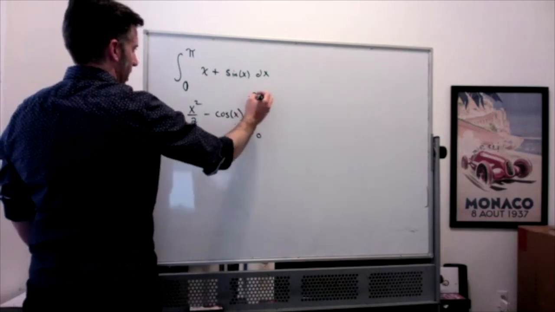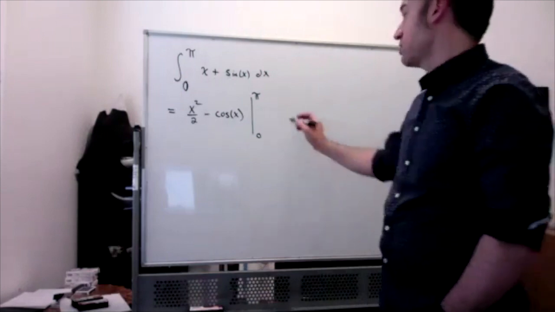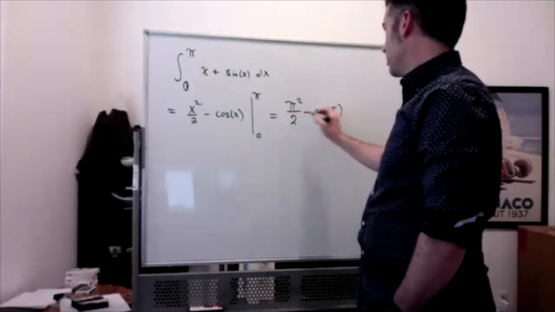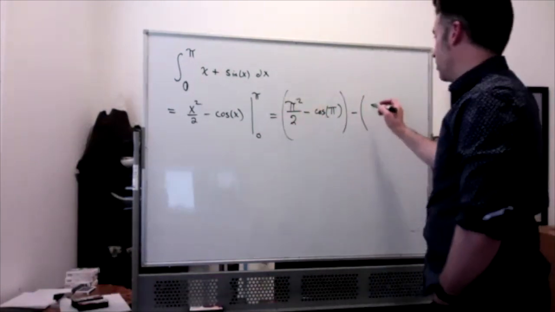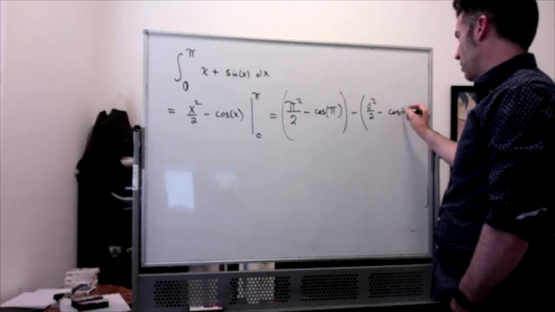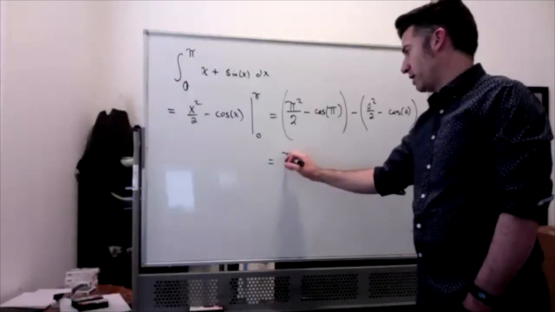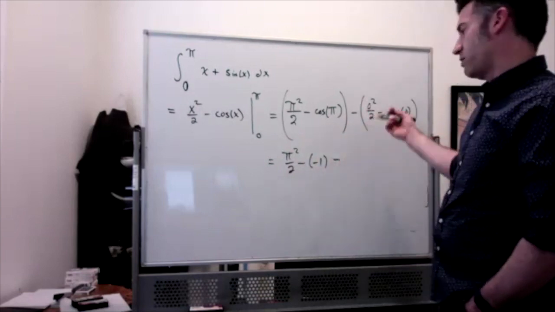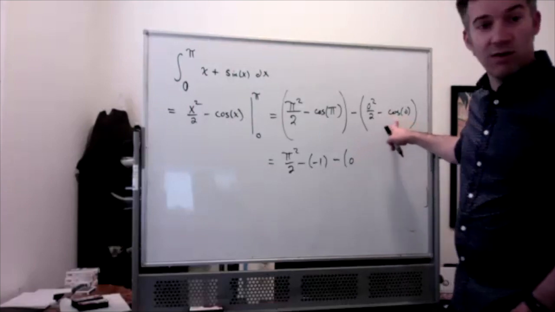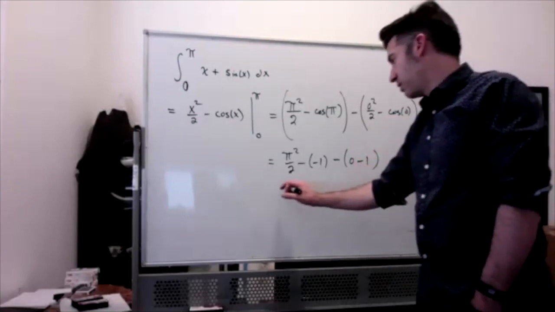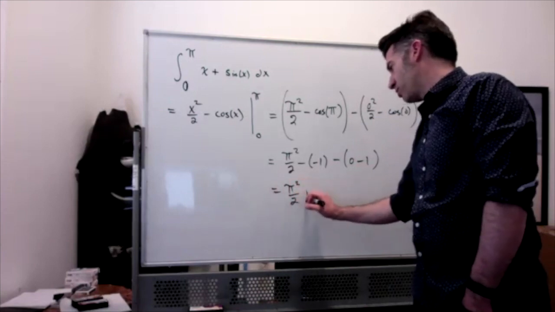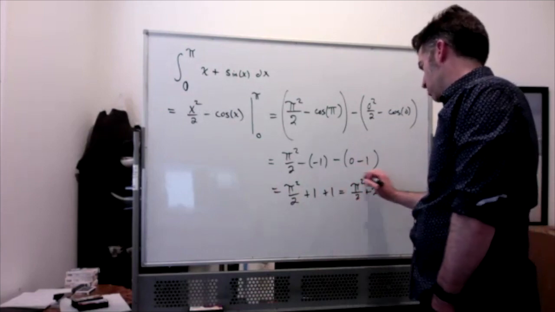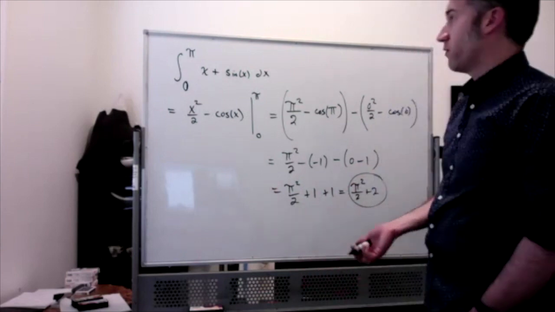Evaluated from 0 to pi. So we plug in pi first. We get pi squared over 2 minus cosine of pi. Minus, we plug in 0: 0 squared over 2 minus cosine of 0. Okay, so I get pi squared over 2. Cosine of pi is negative 1. Minus 0 squared over 2 is just 0. Minus cosine of 0 is 1. So I end up with pi squared over 2 plus 1 plus 1. So I get pi squared over 2 plus 2. That would be the area under this curve from 0 to pi.